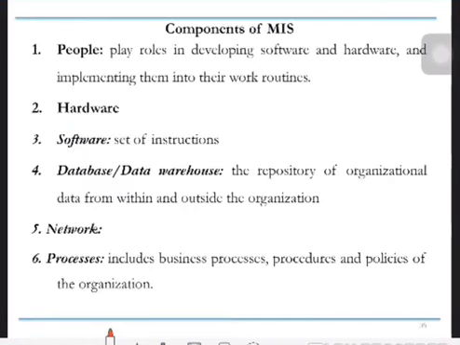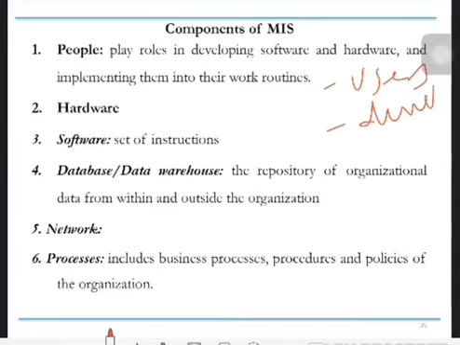Then let us see the components of MIS. What are the basic components of MIS or information system? First, people. We need people. People play roles in developing software and hardware and implementing them into their work routines. We have two types of people, users and developers. Developers are those who work on software and hardware, we call them developers. And we also have users, a large proportion of the people, we call them users. So when you say people, we have users and developers.